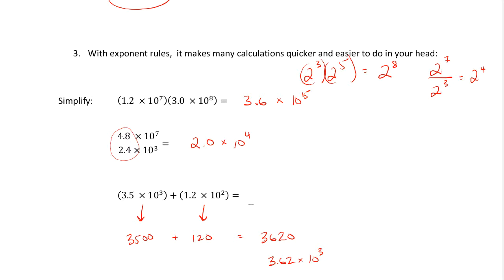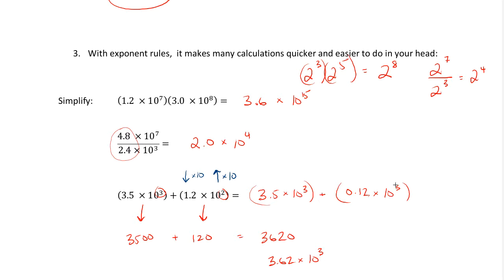But how would I do it if I stayed up here? Well, I want both of these powers to be the same. Let's change this one so that it's 10 to the 3. So I'm going to leave 3.5 times 10 to the 3 as the same number. Now, if I want this to be times 10 to the power of 3, what I've just done here is I've made this number bigger by a power of 10. That means I need to make this number smaller by a power of 10. And to do that, I divide by 10 and I get 0.12.